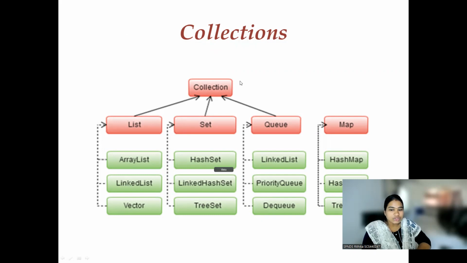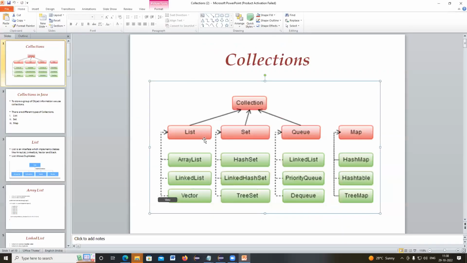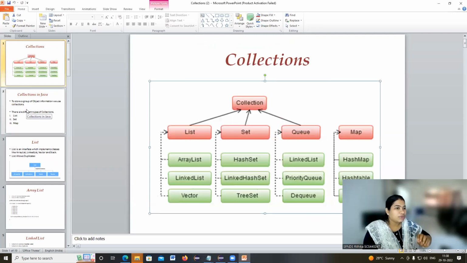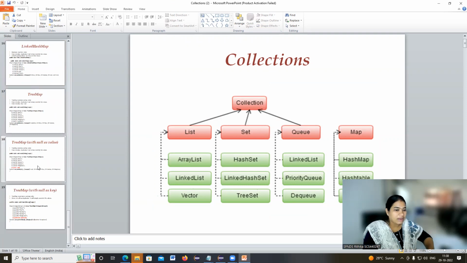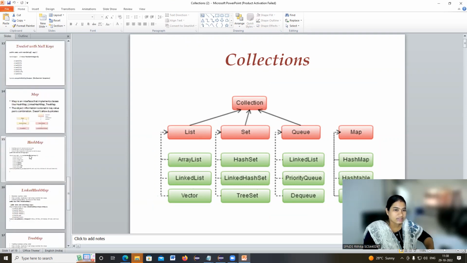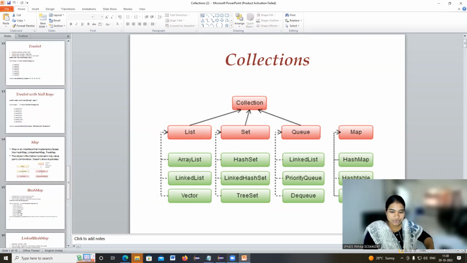So basically, if you want to take a group of object information, then you are going ahead and using collections. So basically, we have wrapper class and primitive data type class. Just give me a minute. Let me show you the document.